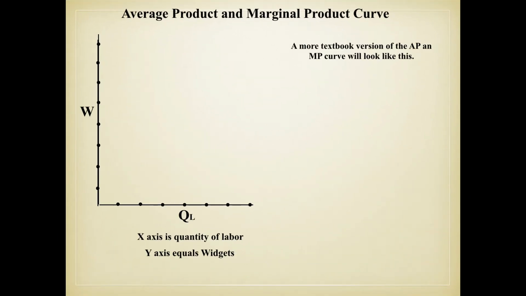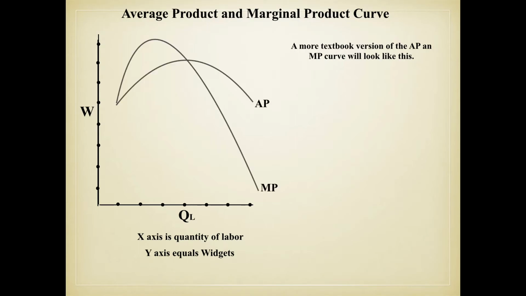A more textbook version of the average product and marginal product curve will look like this. You can see where the marginal product curve is above the average product curve, it is drawing it upward. As soon as the marginal product curve crosses below the average product curve, it's pulling it down.